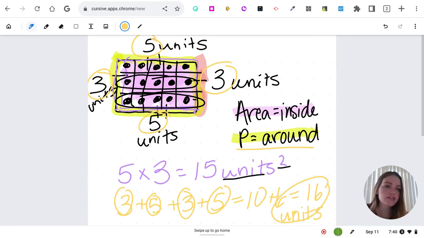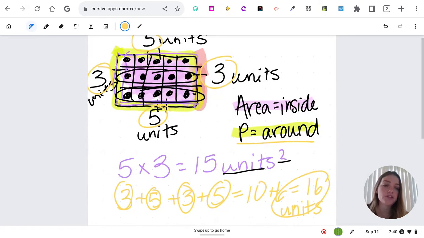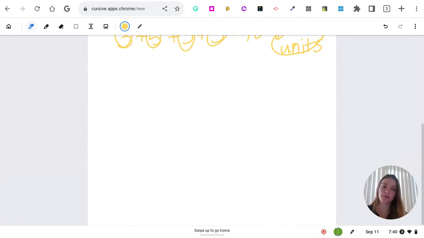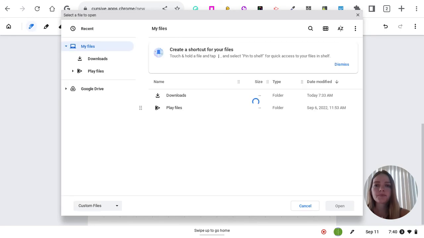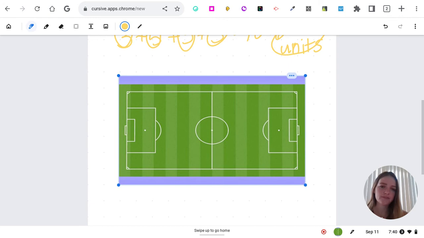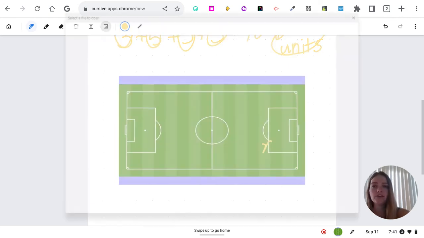So now that we know how to solve for area and perimeter, I'm going to give us a real world example. So I'm going to scroll and see how my page keeps extending. I don't have to start a new page or start a new note. And I'm going to import a real world example for you all. So I have a picture here of a soccer field, and we're going to make up some units here so that we can go ahead and use this example.